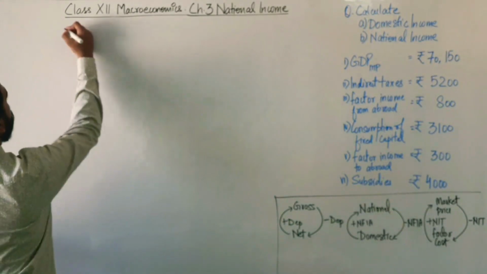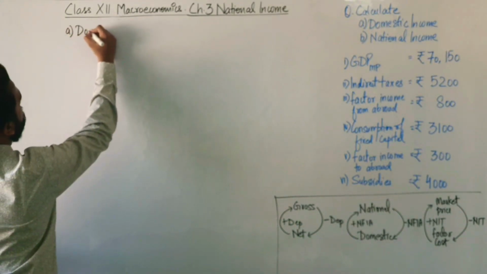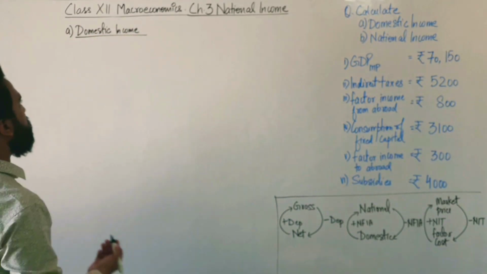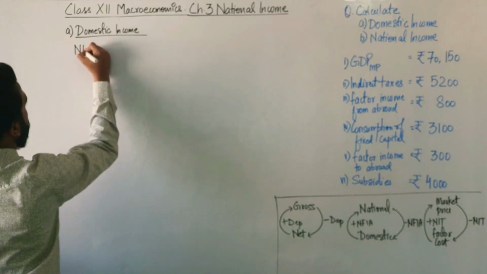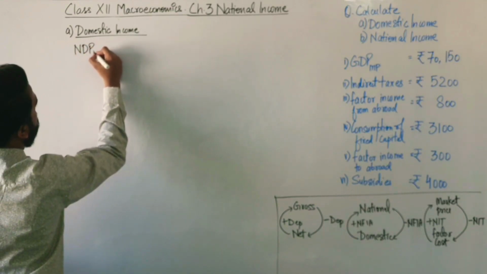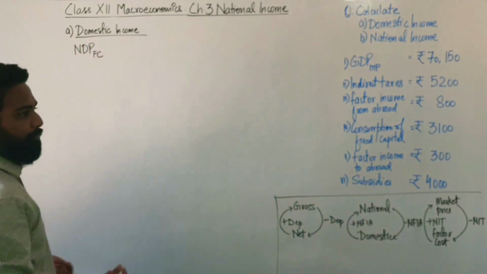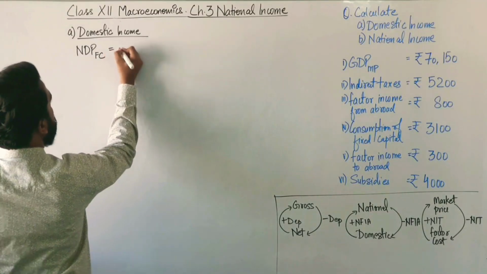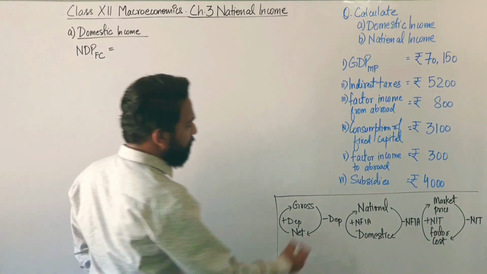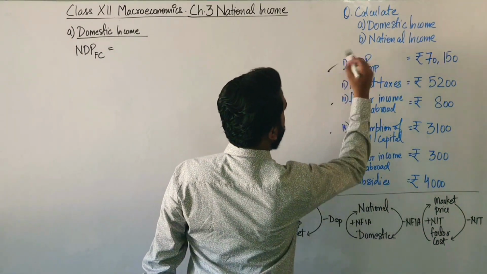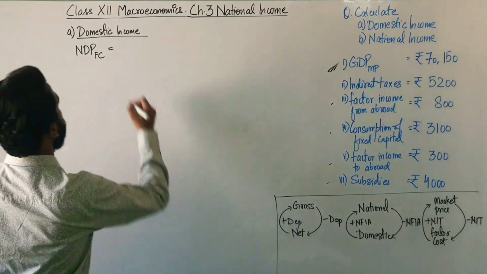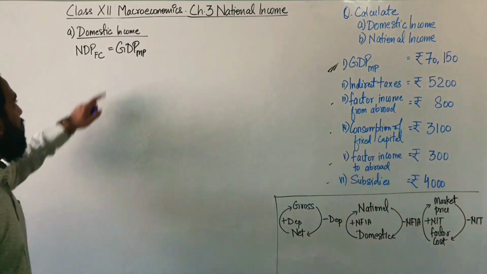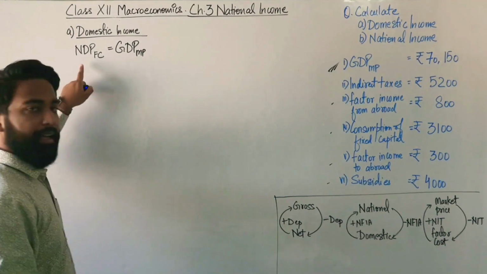Let's start with the domestic income. Now, what is domestic income? Domestic income is NDP FC. You all know that? Now, is there any aggregate given? Yes, aggregate is given, which is GDP MP. Now, with the help of GDP MP, you can calculate the value of NDP FC.